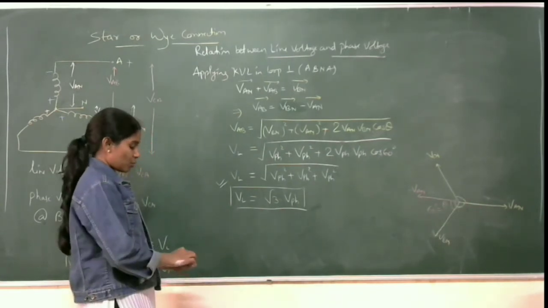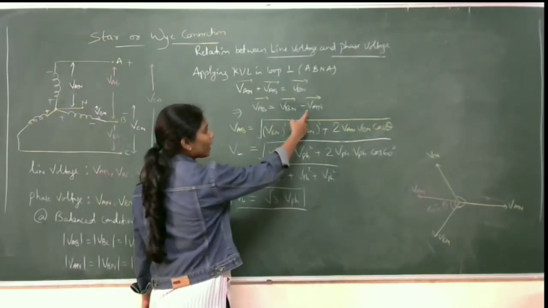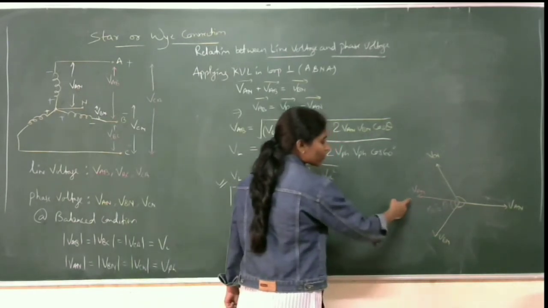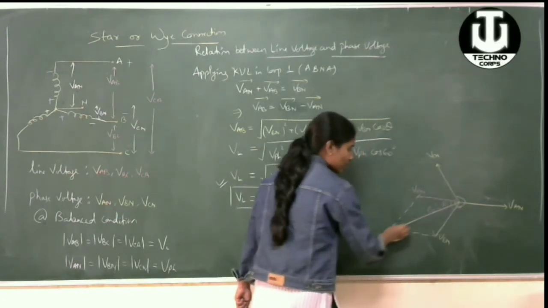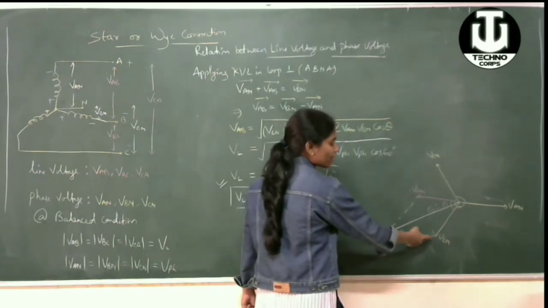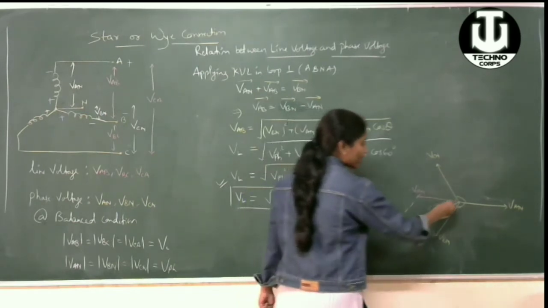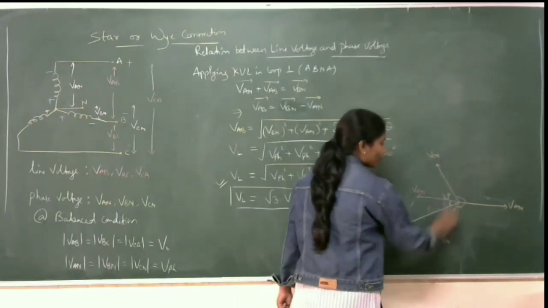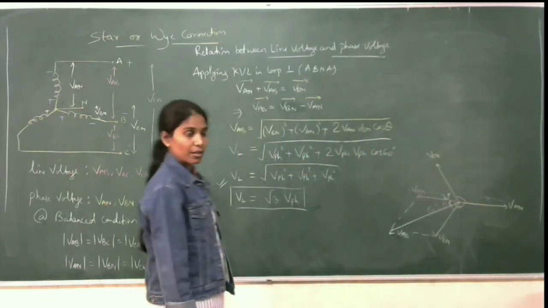Here we can have one more thing in the phasor diagram: the resultant of VBN and minus VN is what? That is VAB. So this is VBN and this is minus VN. The resultant of these two will be VAB. So that is the phasor of phase voltage, and this is the phasor of line voltage. And the angle difference between phase and line voltage is how much? This is 60 degrees and this is half of that, that is 30 degrees.